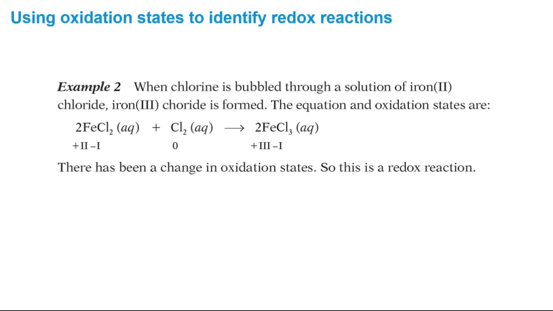Example 2. When chlorine is bubbled through a solution of iron 2 chloride, iron 3 chloride is formed. The equation and oxidation states are given here. Look at this example. Here oxidation state of iron in iron 2 chloride changes to iron 3, that is 3 plus. It changes from 2 to 3 plus, and oxidation state of chlorine changes from 0 to -1. So here also there is change in oxidation states. So it is redox reaction.